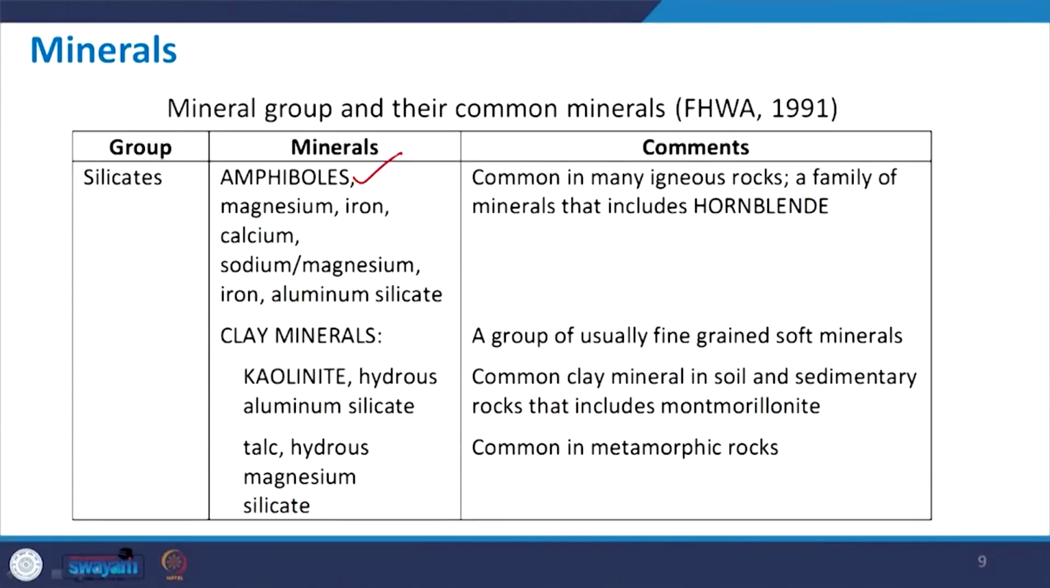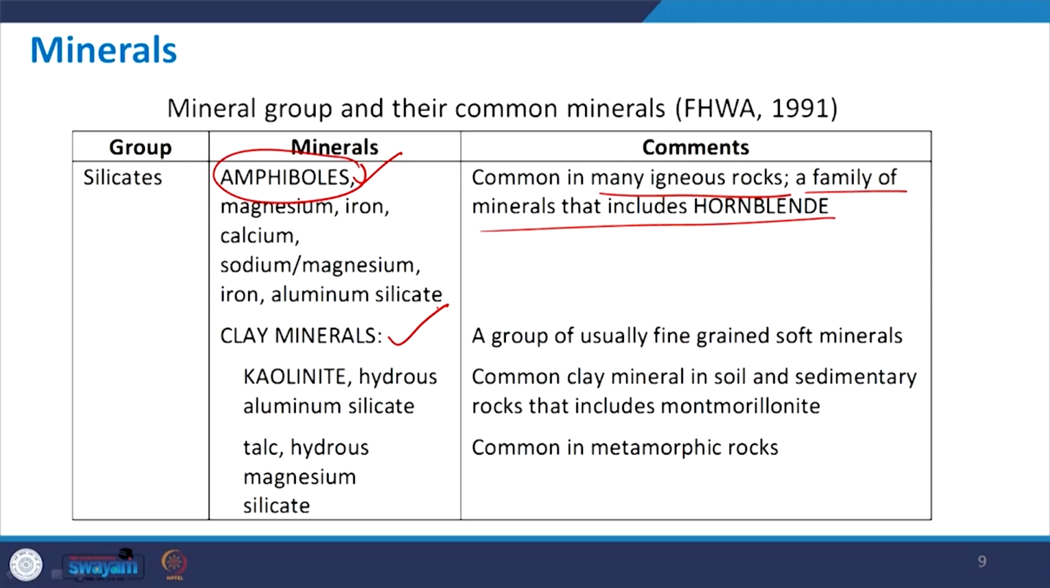Then the next one is amphiboles, a most commonly occurring mineral. It is common in many igneous rocks. This is a family of minerals that includes hornblende. Once I discuss all these mineral groups and the rocks, I will show you some pictures related to these minerals and rocks, and then you will be able to connect this discussion with those pictures.